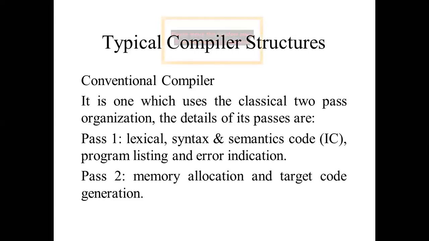Now you can see, in a simple compiler, we convert everything in one pass. But in the conventional compiler we will use two passes. Here we manage our work in pass one and pass two, so that we are reducing the load of the main compiler.